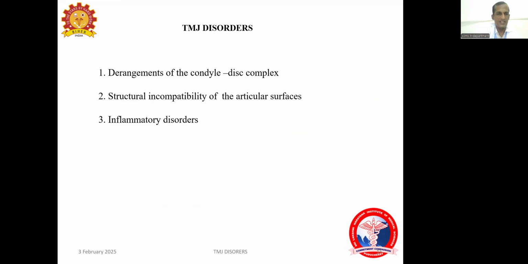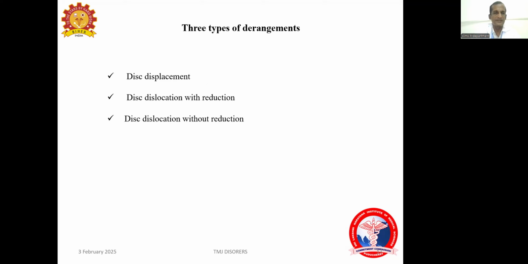And the disorders, that is the derangements of the condyle-disc complex. That is one. That is the most common. That is the primary TMJ disorder. Next is the structural incompatibility of the articular surface. The third one is the inflammatory disorders.